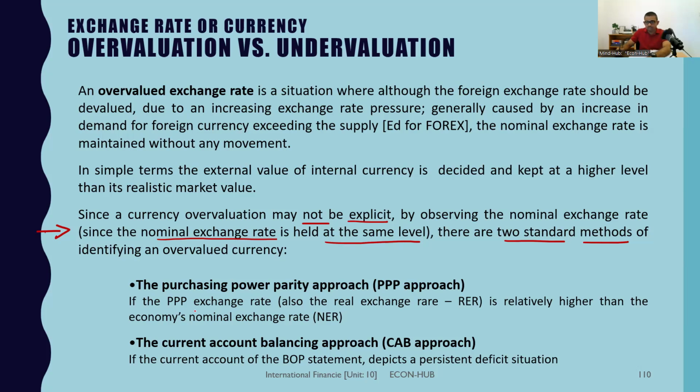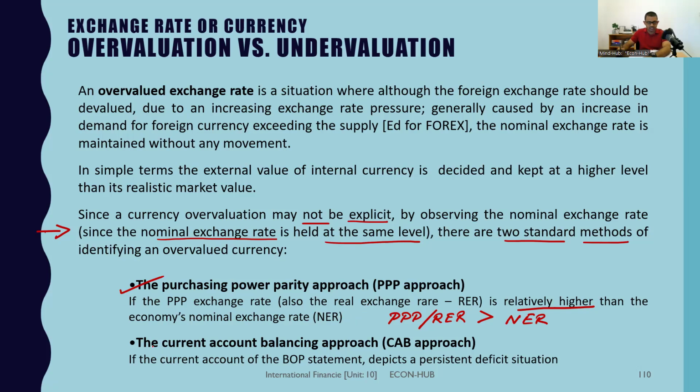For now, just remember, if the purchasing power parity exchange rate, or the real exchange rate, both can be taken, is relatively higher than the economy's nominal exchange rate. So what we are saying is, if PPP or RER, the real exchange rate, is greater than the nominal exchange rate, that's the first sign that we are having an overvaluation. First thing is that. The other indicator is the CAB approach.